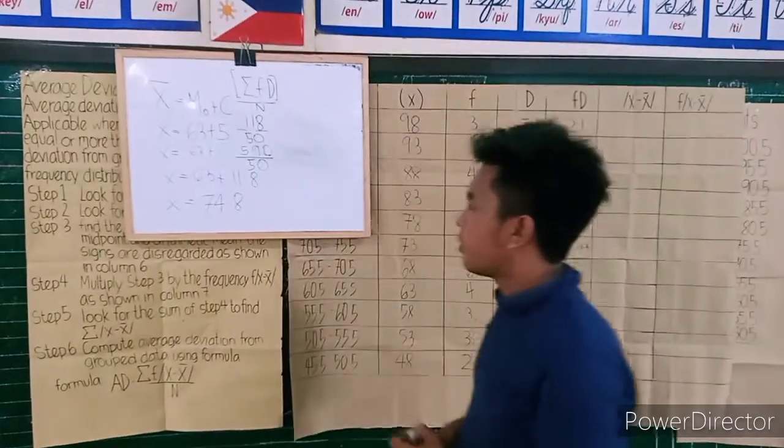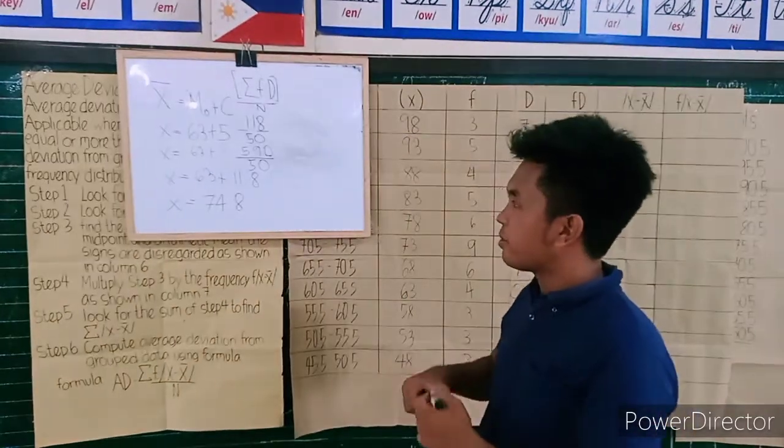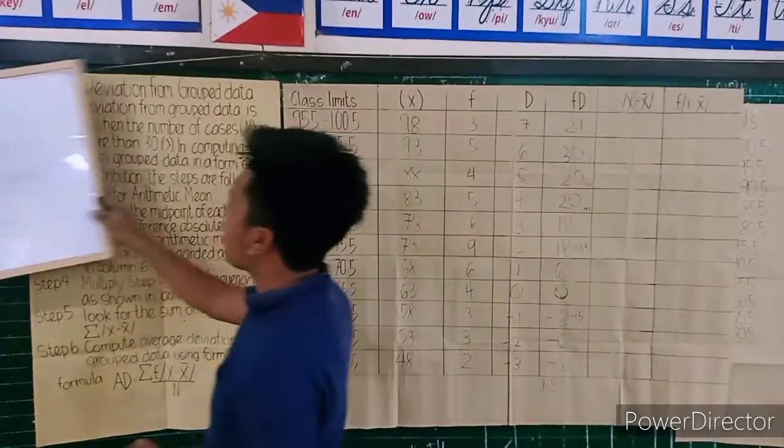Okay. So that's how we get the arithmetic mean. We are done in step 1. Okay?